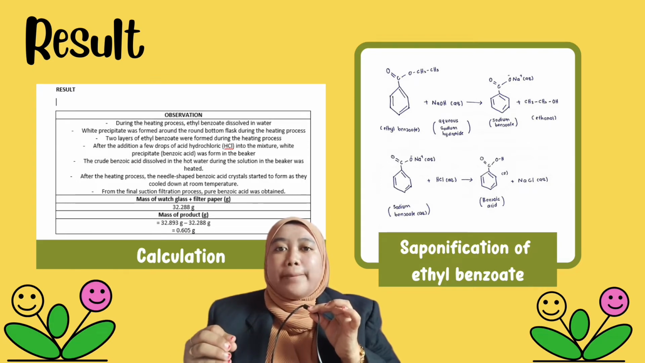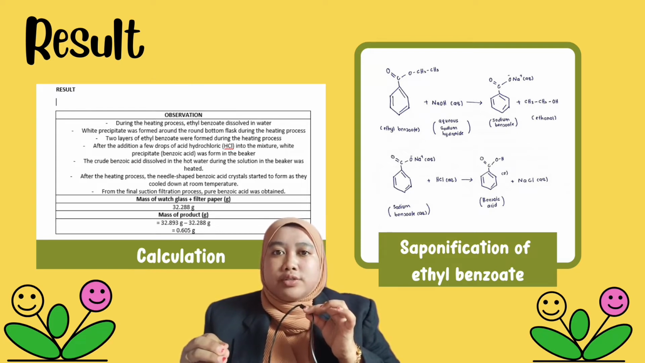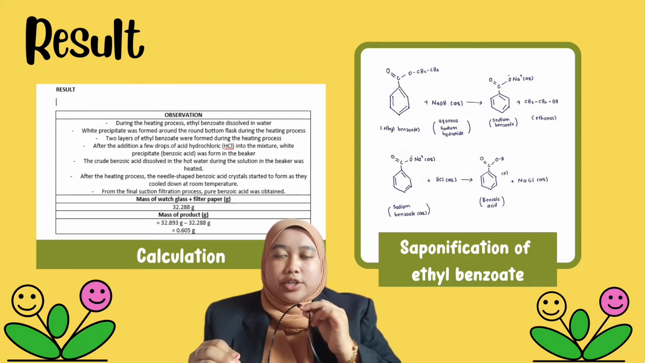Okay, next for the mass, the mass of watch glass plus filter paper is 32.288 and the product is 0.605 gram. For the reaction, in the saponification of ethyl benzoate, ethyl benzoate reacts with aqueous sodium hydroxide to form sodium benzoate and ethanol, and when sodium benzoate reacts with hydrochloric acid it will form benzoic acid and sodium chloride.